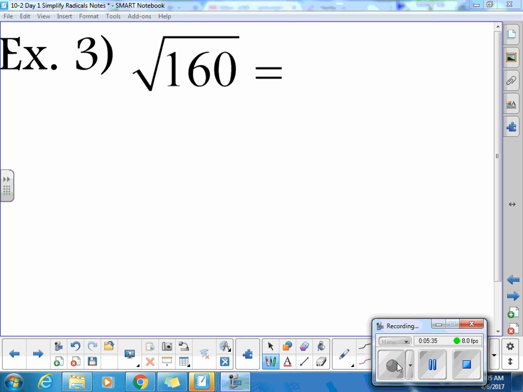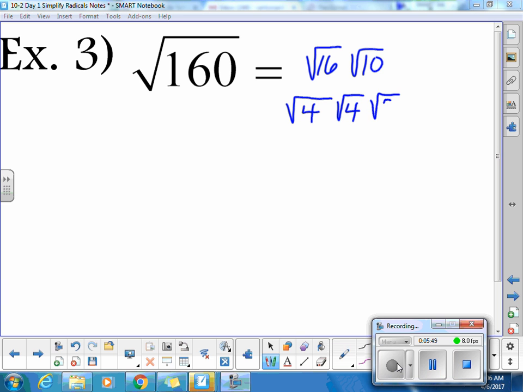Okay, I'm going to do, I know it's 16 times 10. And I know 16 is 4 times 4. 10 is 5 times 2. Okay, again, we have 2 4s. So if I have 2 under the radical, 1 can come out.